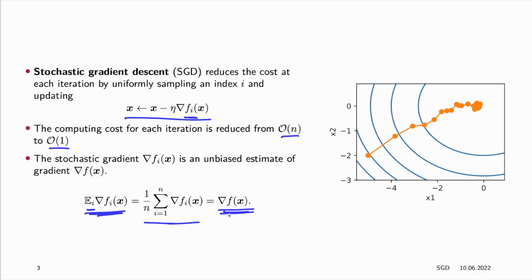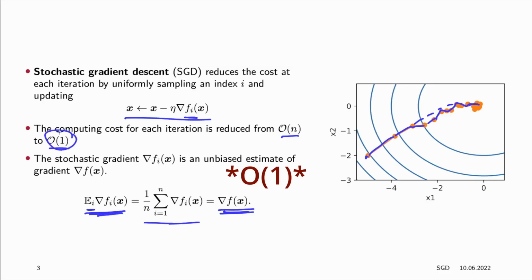How well does this work in practice? If we look at this function here and start with stochastic gradient descent, we see that it works quite well. In contrast to gradient descent, which would walk somewhere like this, it has some wiggliness to it. But each individual step is much cheaper to compute because it's only O(1). Thus we can afford to do more steps.